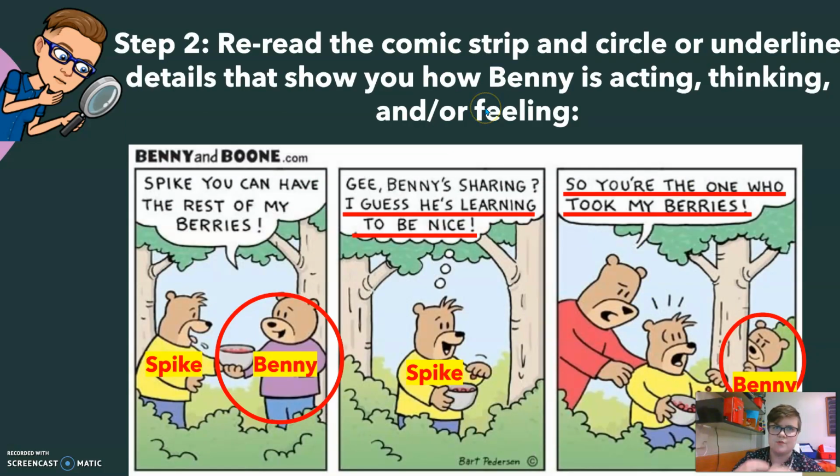Reread the comic strip and circle or underline details that show you how Benny is acting, thinking, and or feeling. In this part, he says, Spike, you can have the rest of my berries. I'm circling him handing them. Spike is saying, gee, Benny's sharing. I guess he's learning to be nice. I'm going to underline that because it shows that he's being nice. So you're the one who took my berries. And while this guy is attacking Spike, Benny is hiding behind a tree watching.